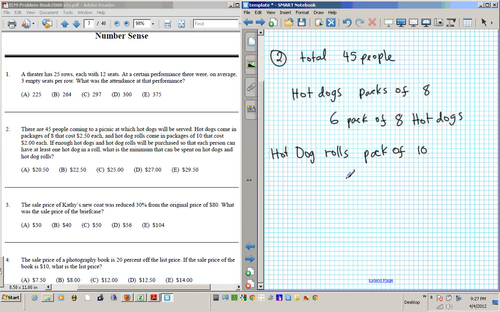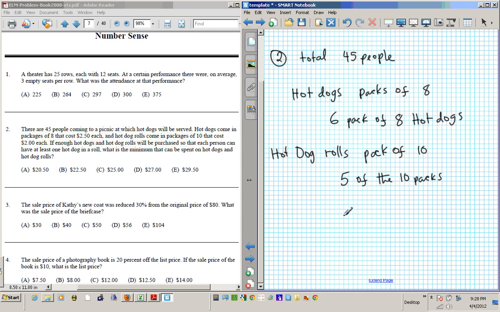We're going to need 5 of the 10 packs. Why didn't I say any other number? Because this is the one that guarantees that everybody is going to have one. If I did 4 times 10 is 40, too small. 5 times 10 is 50, that's sufficient.